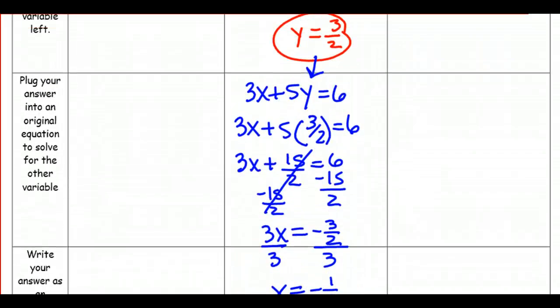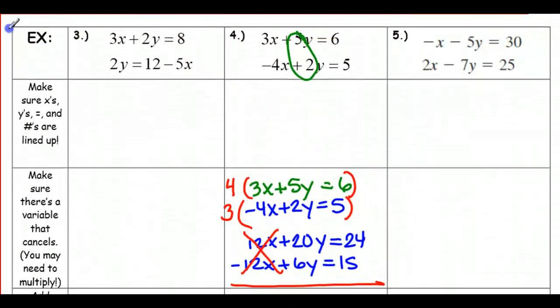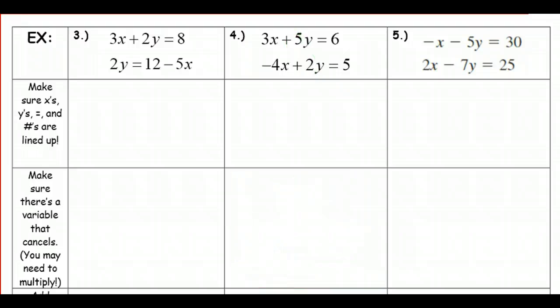All right, let's go ahead and do this last example, number 5. Let me clear out our board. Now if I look at my terms, they are all lined up, but I don't have opposite coefficients. If I look at my y terms, I have a 5 and a 7, and if I look at my x terms, I have a negative 1 and a 2. Now, if I look at the top equation, I can multiply this term by 2, and then the x variable would have opposite coefficients. So that's what I'm going to do.